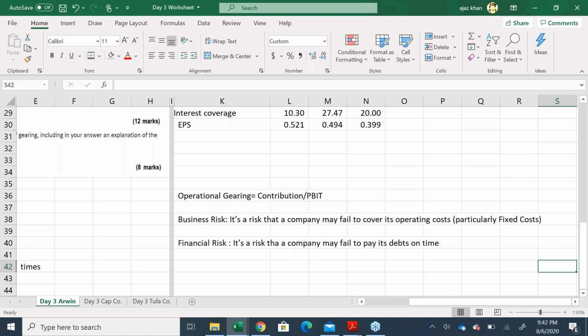So if we have a better interest coverage and a better financial gearing, but worse EPS, why would we go for the debt? Can't we just be more secure and earn 3 cents less?